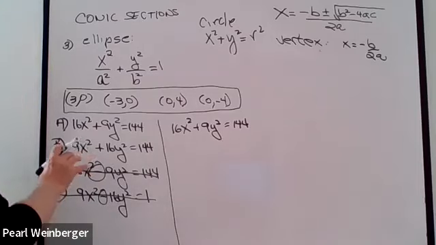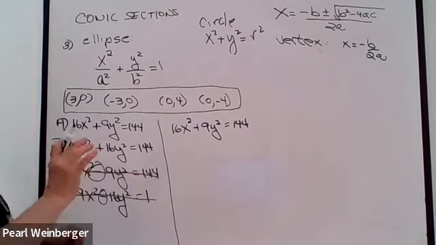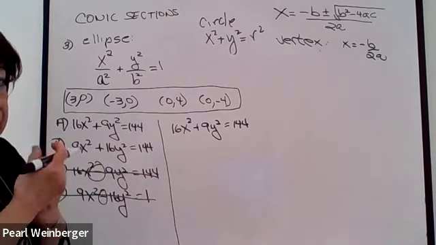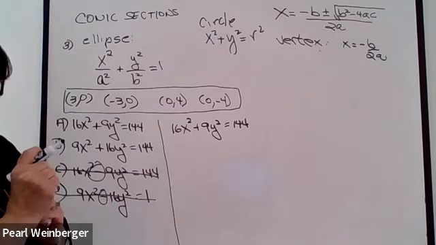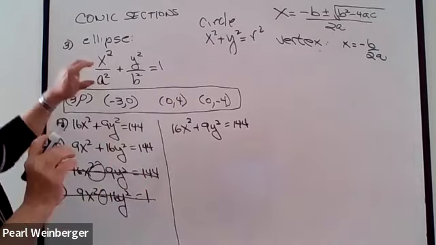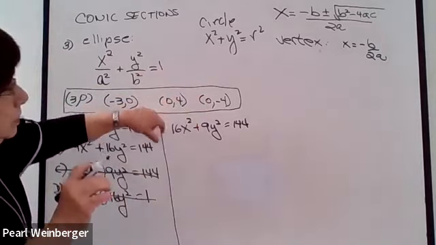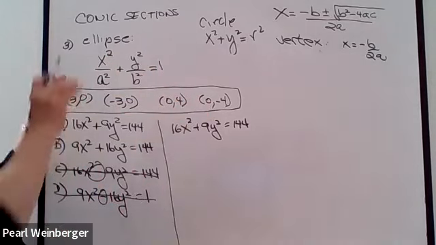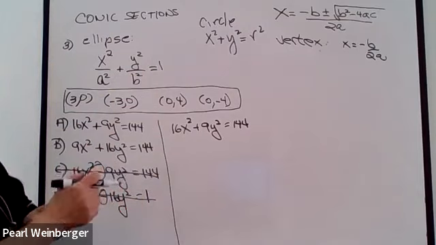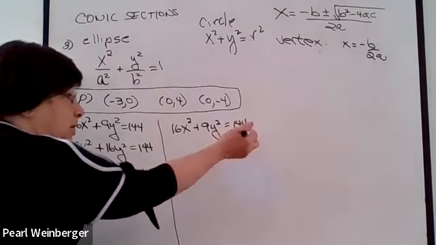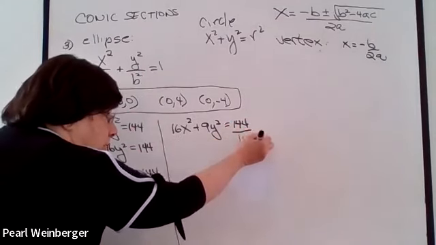Okay, so notice we were able to eliminate two of our answers right away. If we recognize the type of equation we have, we'll know that if they're asking for an ellipse, it has to be an x squared plus a y squared with different numbers, either next to the x squared and the y squared, or underneath them. All right, putting this in standard form means I'd have to divide everything by 144.